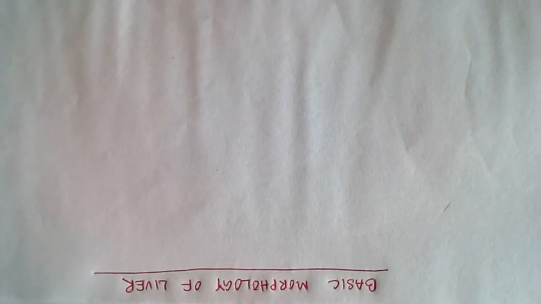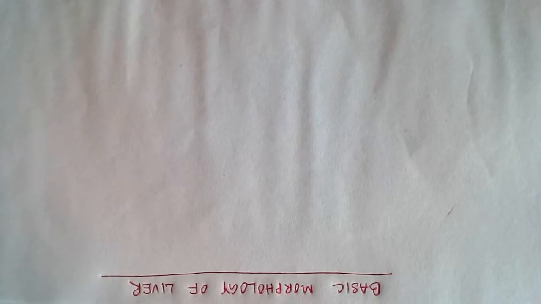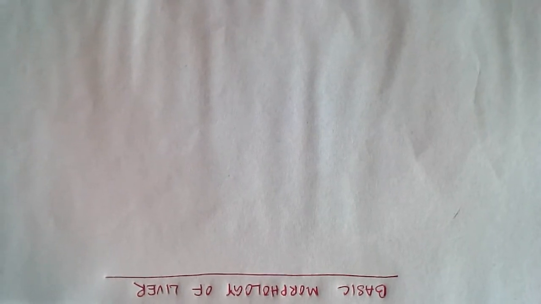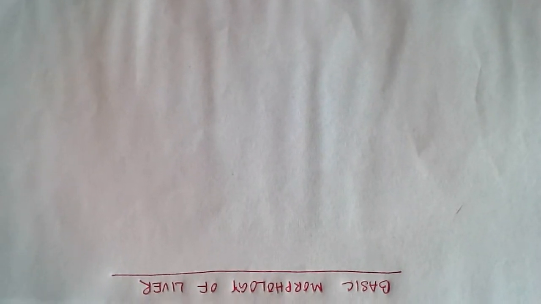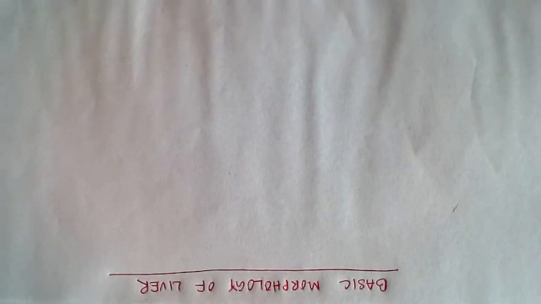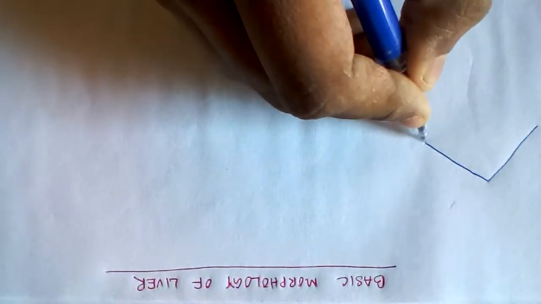So our topic of discussion today is first the basic morphology of the liver. Now let's come to the basic morphology of the liver. The liver is the largest gland of the body, weighing around 1400 to 1600 grams. This is the gross feature.